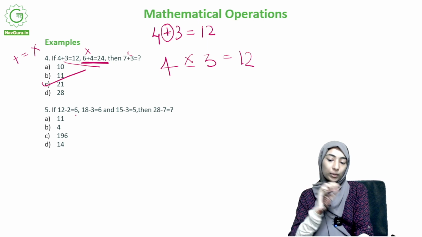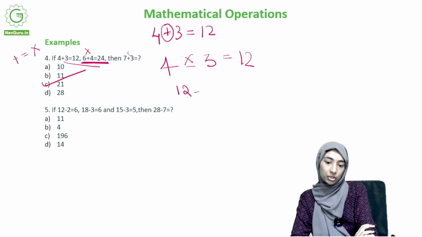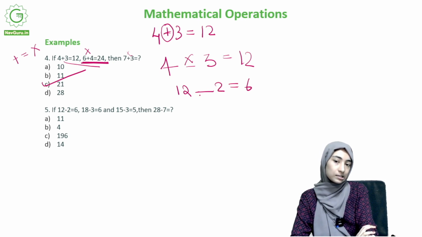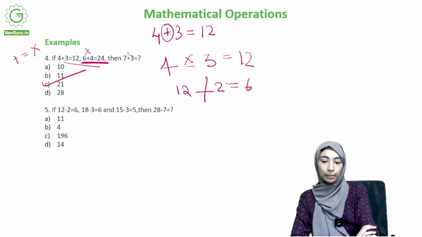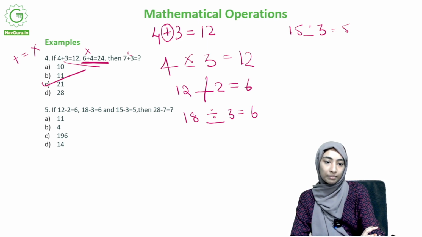12 minus 2 equals 6. This is not right. We just do the same thing. What operation can you give here to get 6? 12 by 2, right? 12 divided by 2 is 6. Now try that for your third one also. Second one, 18 divided by 3 is 6, right? Does it work for the third? 15 divided by 3 is 5, right? So it works here also.